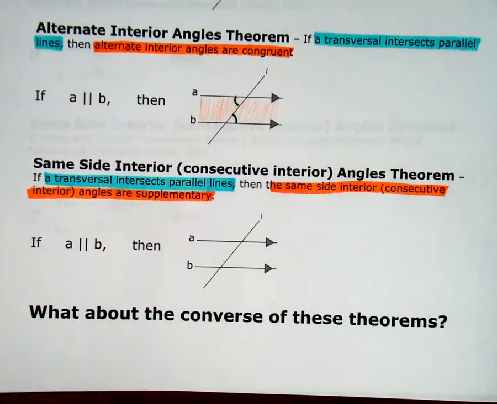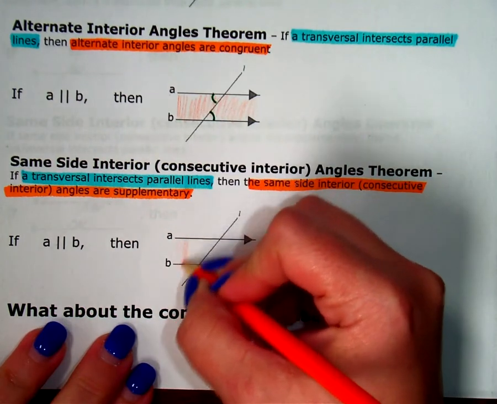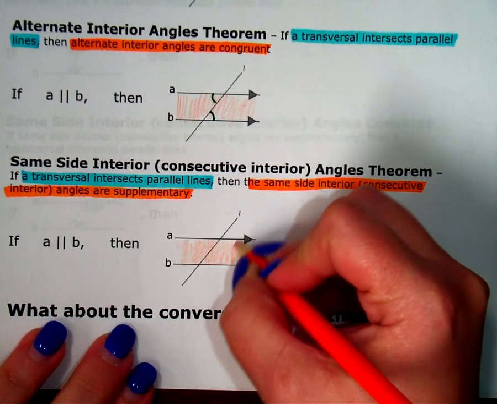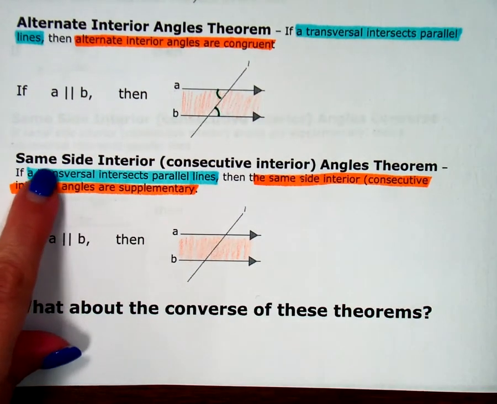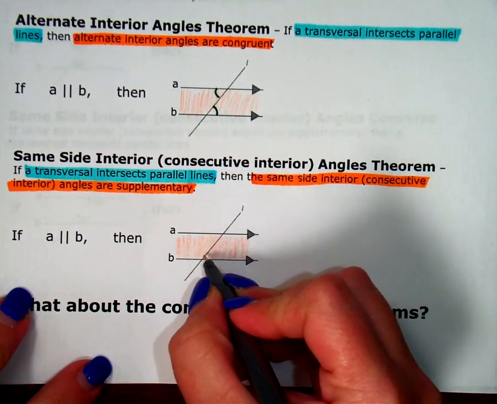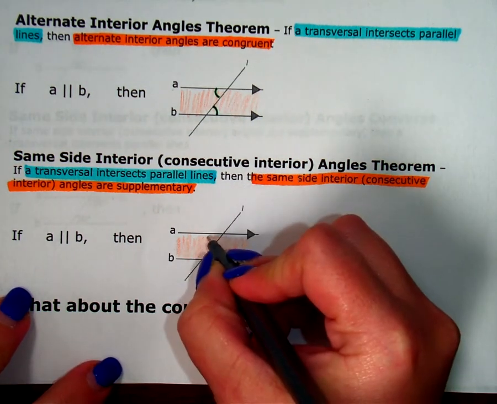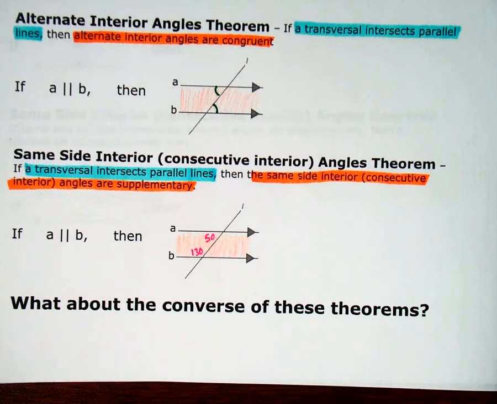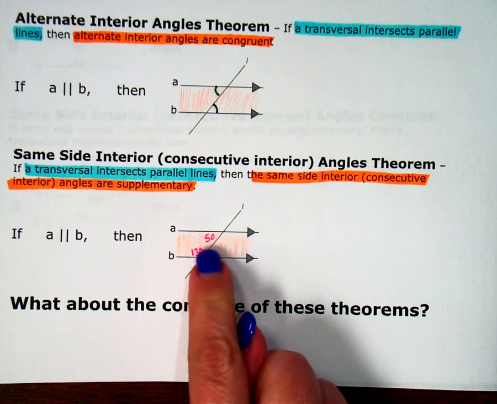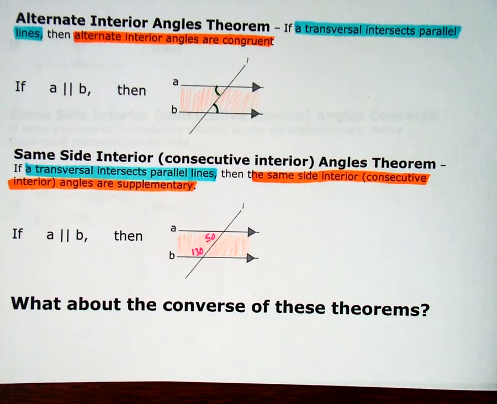I can pick they're on the interior because they're interior angles, so they have to be in this shaded area, and they have to be on the same side of the transversal. So they can both be to the left or they can both be to the right. And I'm just going to pick some numbers. I'm going to go with 50 here and 130 there. Okay, and again, that's only going to happen if my lines are parallel. If I don't know I have parallel lines, then I can't assume that's going to happen.